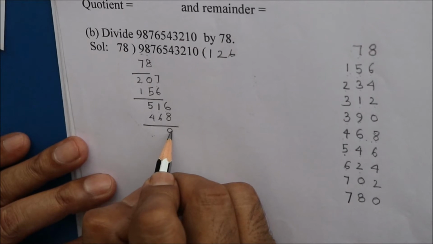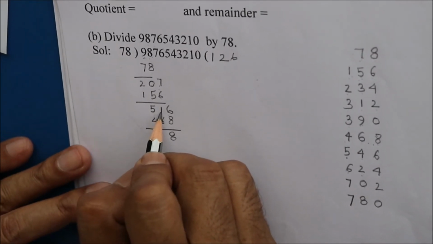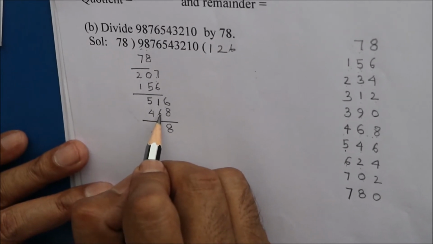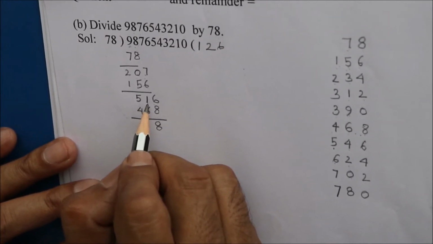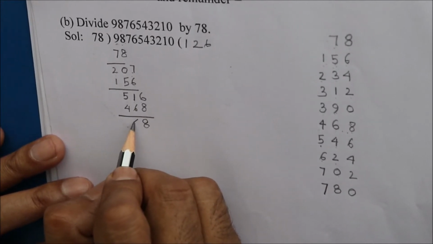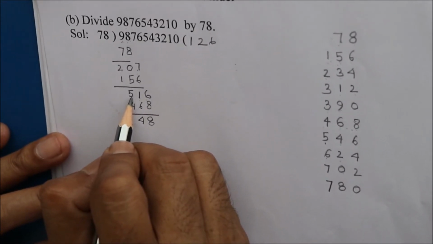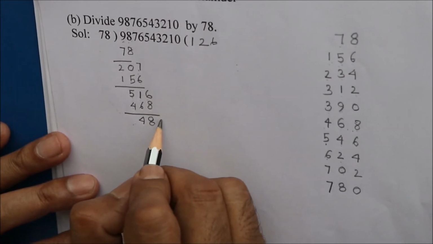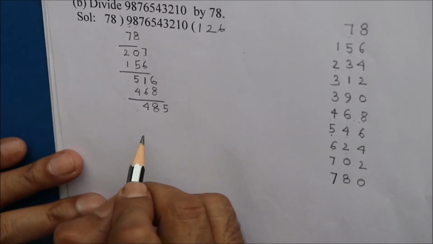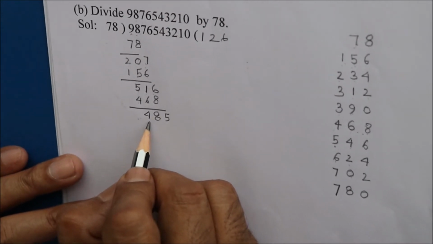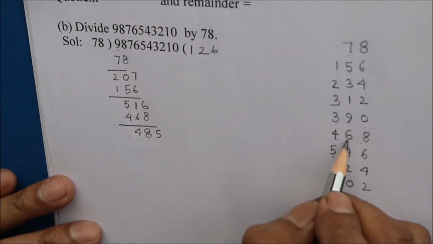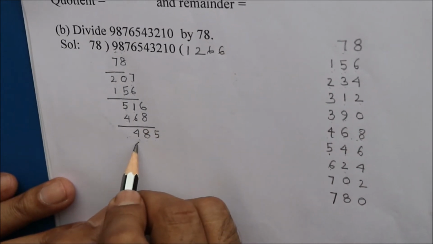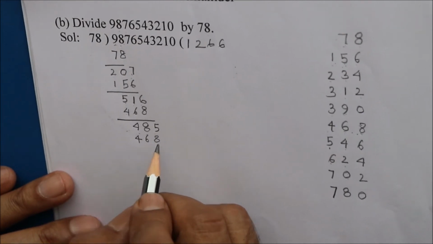2 more 8. 1 minus 1, 0. Minus 6 plus 4, 0 plus 4, 4. 5 minus 1, 4. 4 minus 4, 0. You bring down the next digit 5. The nearest multiple less than 486 is 468, which is the 6th multiple. So write here 6 and write here 468.